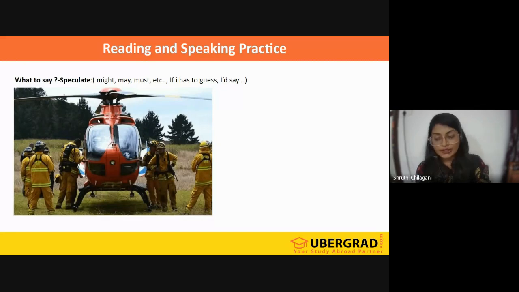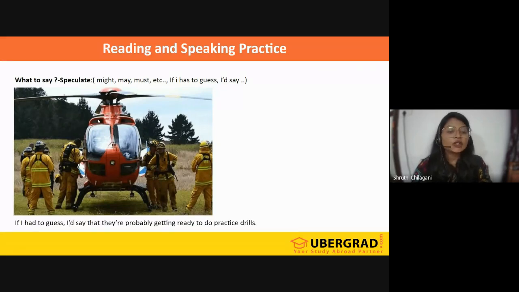So, let's check the answer. If I had to guess, I'd say that they're probably getting ready to do practice drills. So here the person is guessing that these people are not actually trying to run and save someone, they're actually trying to do some practice drills. We are guessing. So this is the flow you have to follow. You first look at the image and see what's happening, then describe the actions of the people, then describe the surroundings in the image, then speculate something. This will give you a lot of topics to talk about, guys.